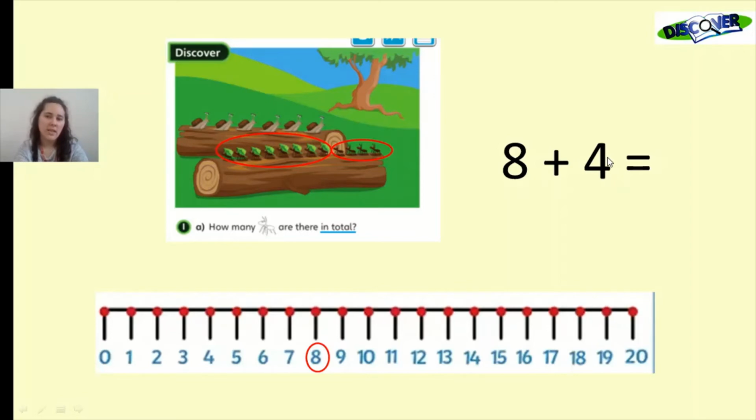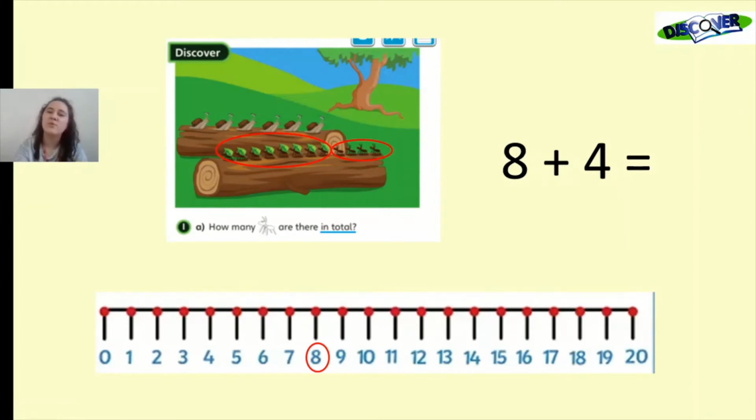So let's have a think. If we're adding, what happens to the number? Does it get bigger or does it get smaller? Well done. If we're adding, that means our number gets bigger. So if we want the number to get bigger, are we going to move forwards or are we going to move backwards on our number line?